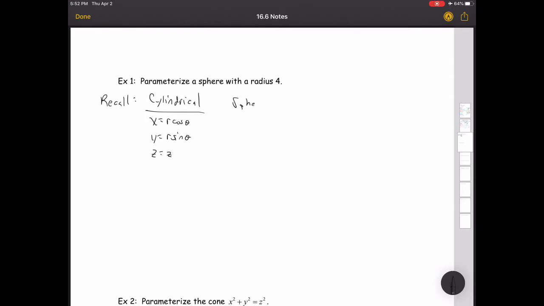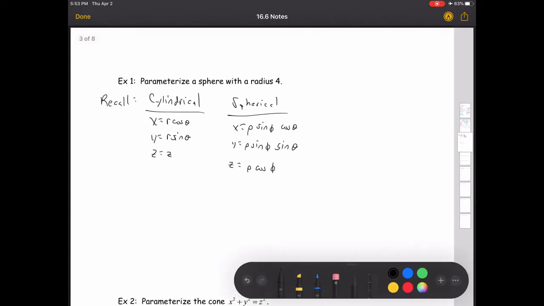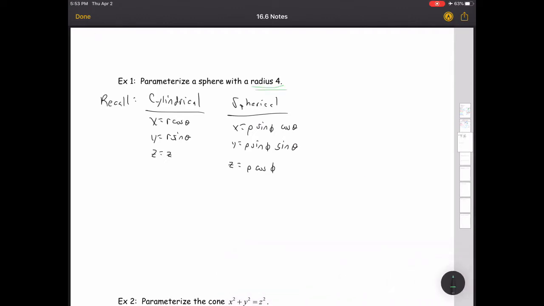And in spherical coordinates, x was rho sine phi cosine theta, y is rho sine phi sine theta, and z is rho cosine phi. So we're going to focus obviously on the spherical. It is a sphere. Now remember, when we parameterize this, we're parameterizing the surface of the sphere. We're only parameterizing the surface, which means that the radius, and it says it specifically here, our radius or our rho is 4. It's always 4.